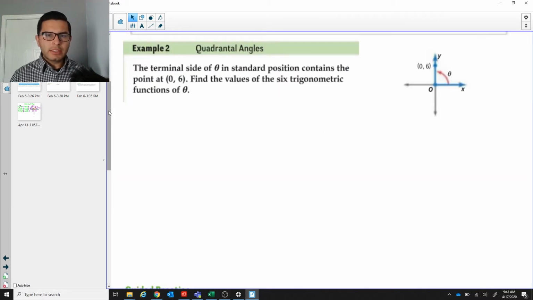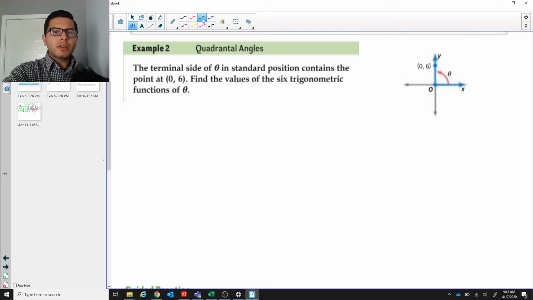All right, so here in example 2, the first thing that we're going to do is identify our x, y, and r, and then we're just going to throw it into the trig functions. So if we look, our x is going to be 0 because of the coordinate that we have right over here. Either one you can look at and get our x value. Now our y value, same thing, is going to be 6.